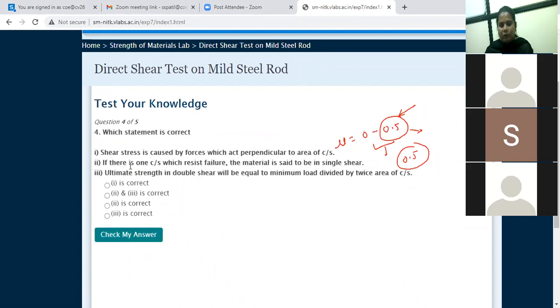Next, question number 4. Which statement is correct? In that, the first statement: shear stress is caused by forces which act perpendicular to the area of cross section. Then the second statement: if there is one cross section which resists failure, the material is said to be in single shear. Ultimate strength in double shear will be equal to minimum load divided by twice the area of cross section. You read carefully and tell me which statement is correct.